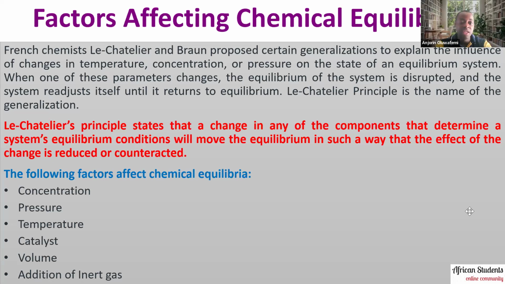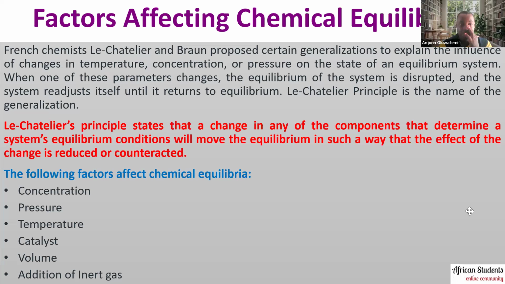The French chemists Le Chatelier and Braun proposed certain generalizations to explain the influence of changes in temperature, concentration, or pressure on the state of an equilibrium system. So when one of these parameters changes, the equilibrium of the system is disrupted, and the system readjusts itself until it returns to equilibrium. So Le Chatelier's principle is the name of the generalization.